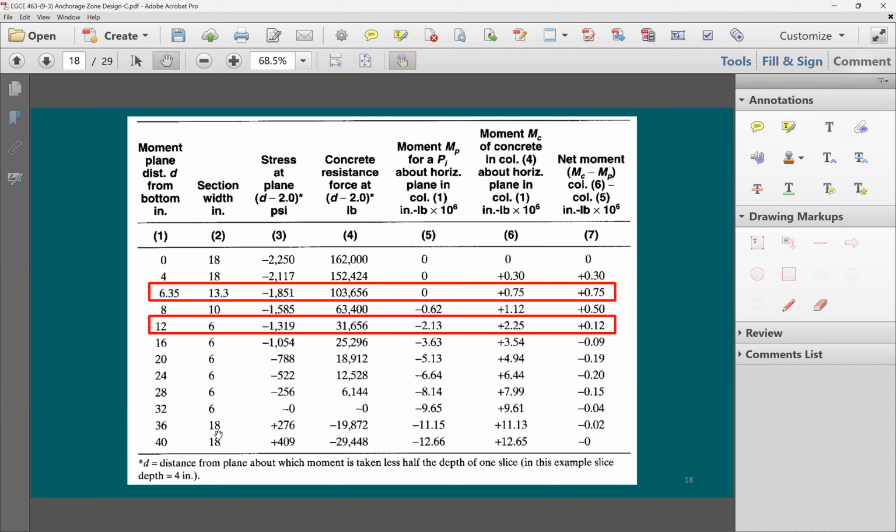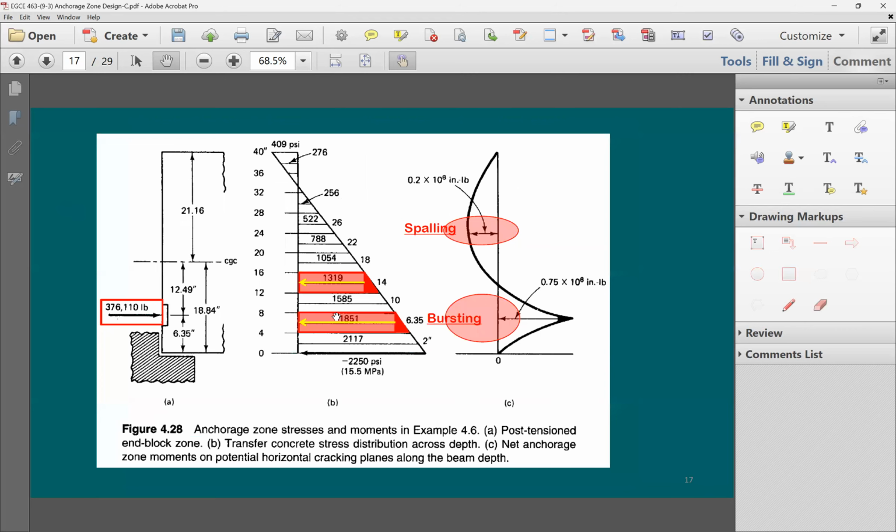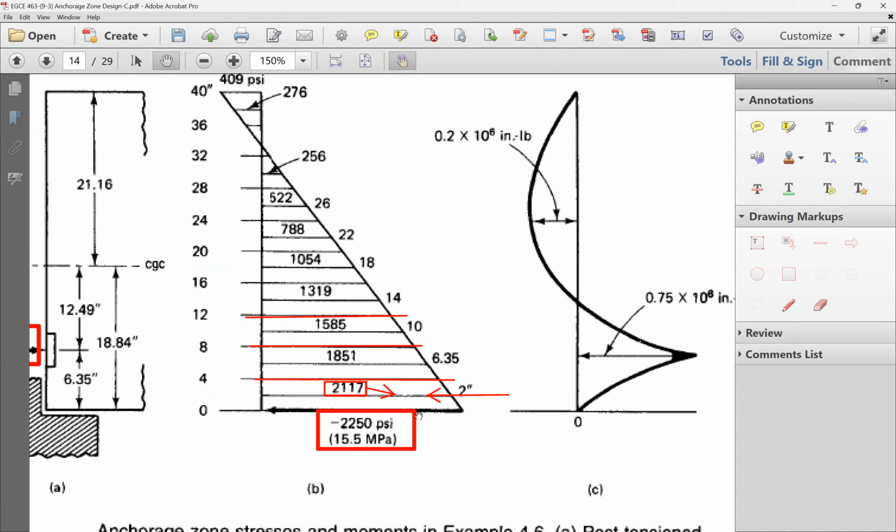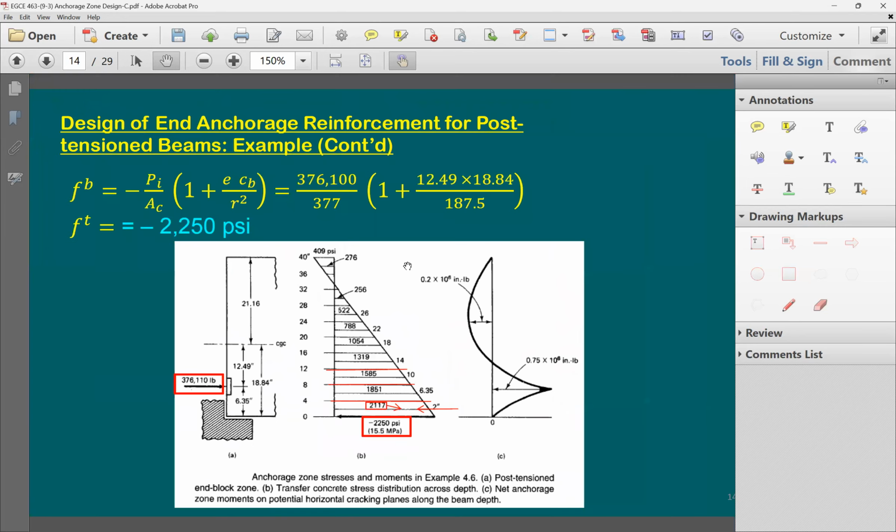So, okay. The stress all the way in the top, it was tension of 409. All the way in the bottom, it was negative 2250. Now I need to find out the stress. If this is going to be called D distance, it's going to be D minus 2 inches. Why minus 2 inches? Let me take you back here. Because I'm trying to find out this. This is going to be at 2 inches. So for 12, D minus 2 is going to be at 10 inches. It's going to be 24 minus 2 is going to be at 22 inches. Just find out the stress distribution.